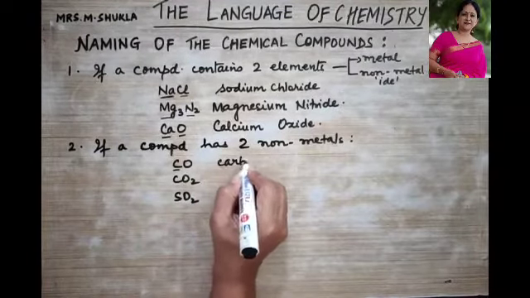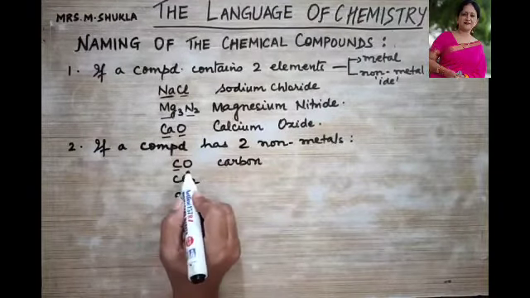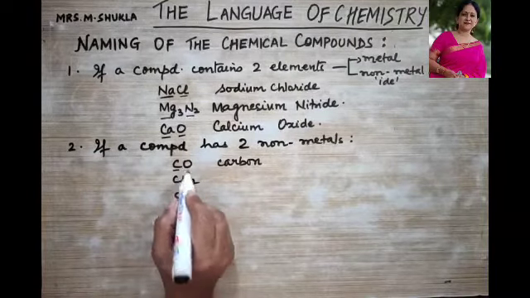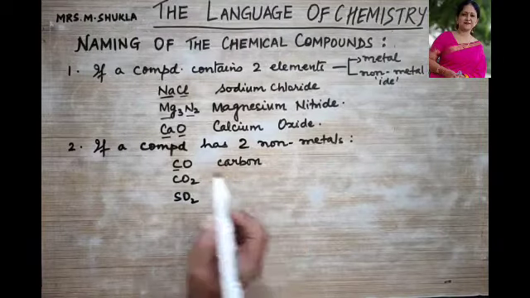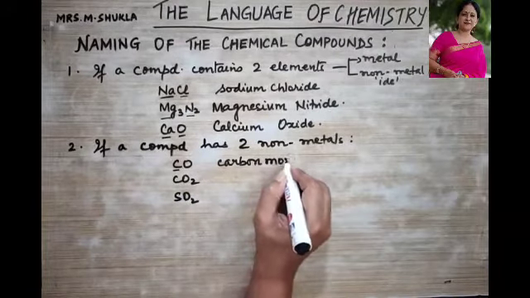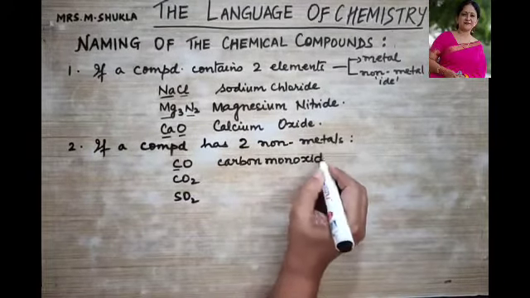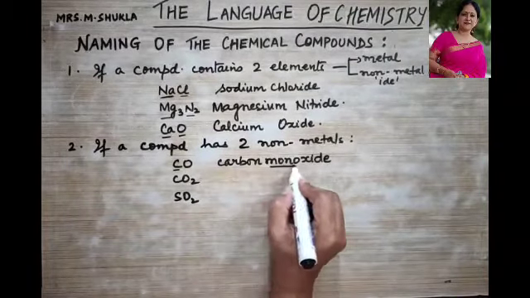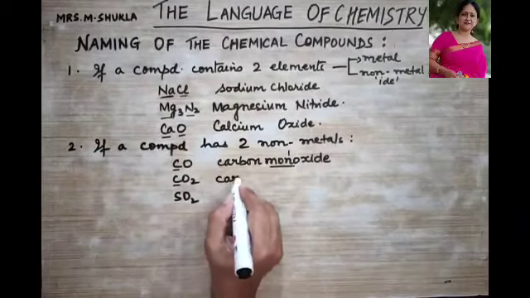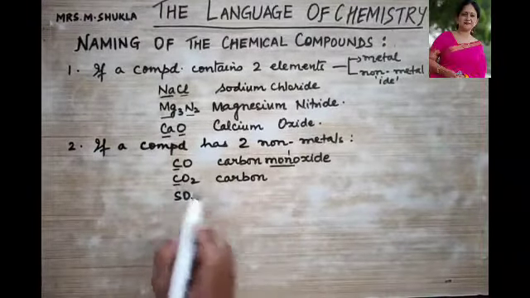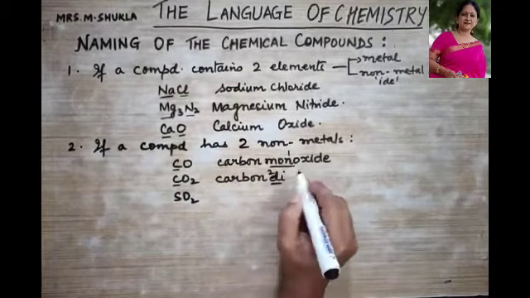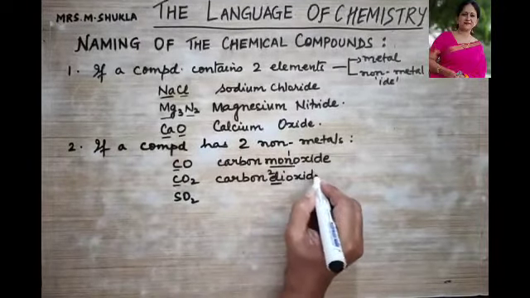Let's do that. What is the element at the left side? Carbon. Now here we need to also write down the prefix like mono, di, tri, something like this. So here only one carbon is there. So what do we write here? Carbon monoxide. The prefix used over here is mono. Mono means one. Similarly, carbon, how many oxygen? 2. So for 2, what do we write? Di. Di means 2. Carbon dioxide.